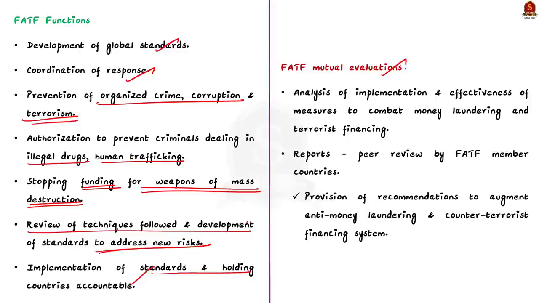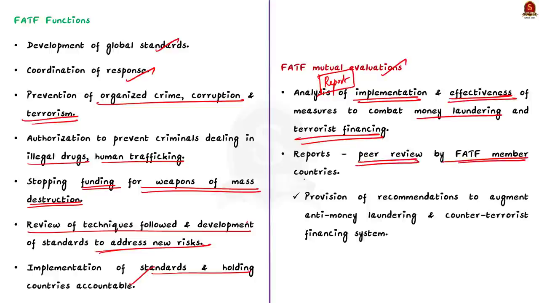These are basically reports that analyze a country's implementation and effectiveness of measures to combat money laundering and terror financing. So it is like a report card. These reports are peer reviewed, which means the member countries assess the steps taken by another country to counter money laundering and terror financing. In addition to evaluating the country's anti-money laundering and counter-terrorist financing system, the FATF mutual evaluations also provide recommendations to augment the system. So what does this mean?